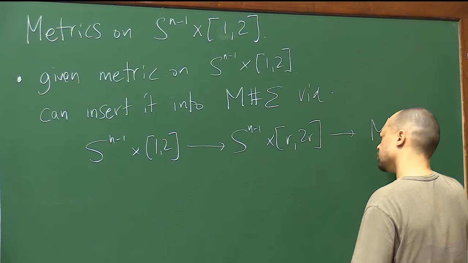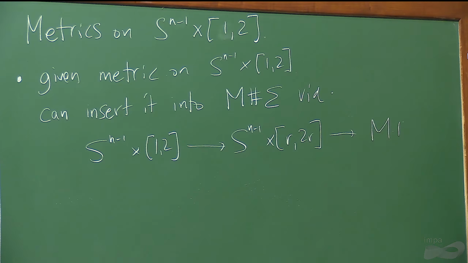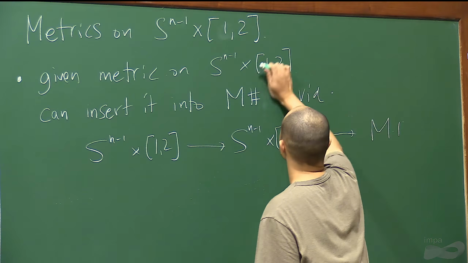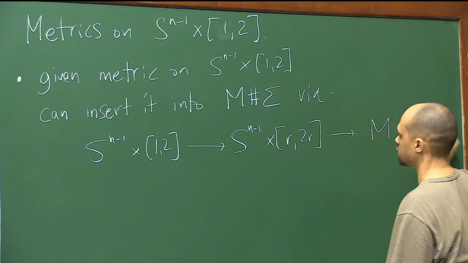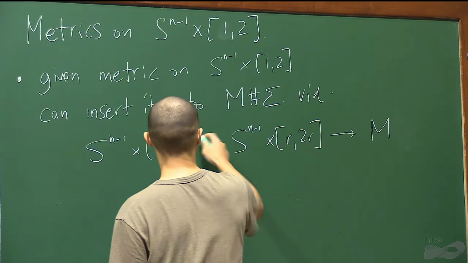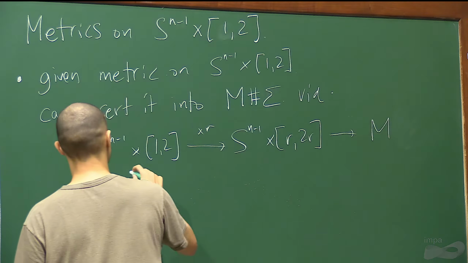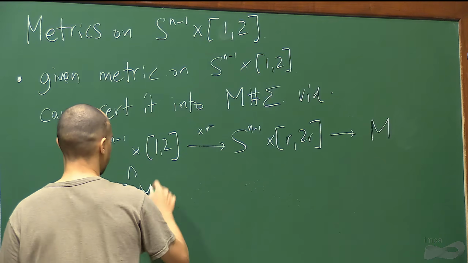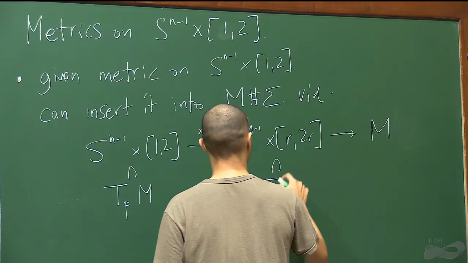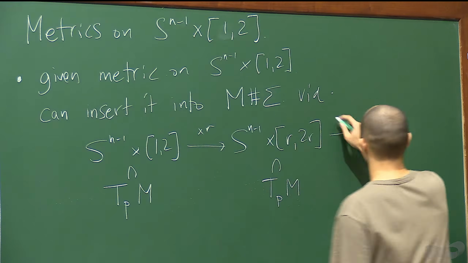Yes. I want to say M or M connect sum Sigma. Yeah, I mean, let's say M. Well, OK, yeah, let me say it this way. So this map is sort of the obvious map where you just multiply by r. It's helpful to think about this as the sphere or as an annulus in the tangent space at p. OK, so this is just scaling the annulus. And then this is the exponential map.